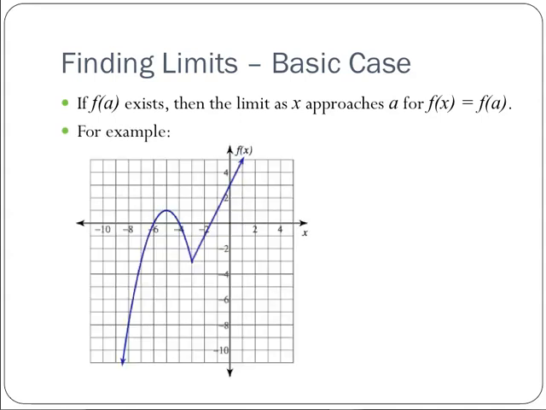So for example, let's say here is the graph that you're looking at, and this function is f of x, and you're asked to find the limit of f of x as x approaches negative 5. What this means is, what is the y value of this function as x gets very, very close to negative 5? In this case, it gets very, very close to 1. And in fact, it's equal to 1, because when x is equal to negative 5, our function is equal to 1.